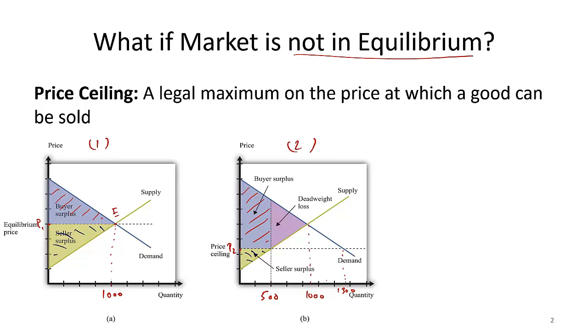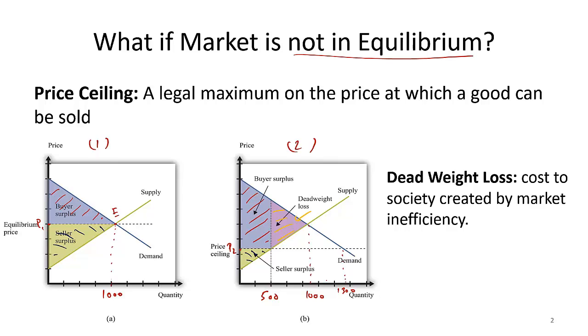Obviously, there are people who are willing to rent even at the higher price P1, but they are unable to, and this is called deadweight loss. Deadweight loss is the loss to the group of people who are unable to buy because the price is artificially set. Often deadweight loss is the cost to society created by market inefficiency. Why is this market inefficient? Because the price is artificially set below the equilibrium price. As a result, it created excess demand, so some buyers, that means renters, would be unable to rent even if they are willing to pay a higher price, and obviously some sellers are unwilling to rent their place because the price is too low. So it creates deadweight loss.